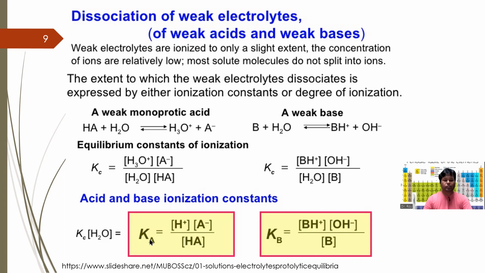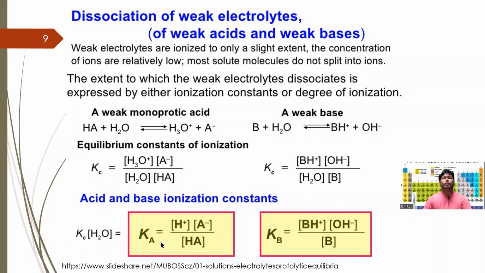So this is the acid ionization constant, and this is the base ionization constant. For any weak acid and weak base, now you can have the idea of what the value of the acid dissociation constant or the base dissociation constant would be.